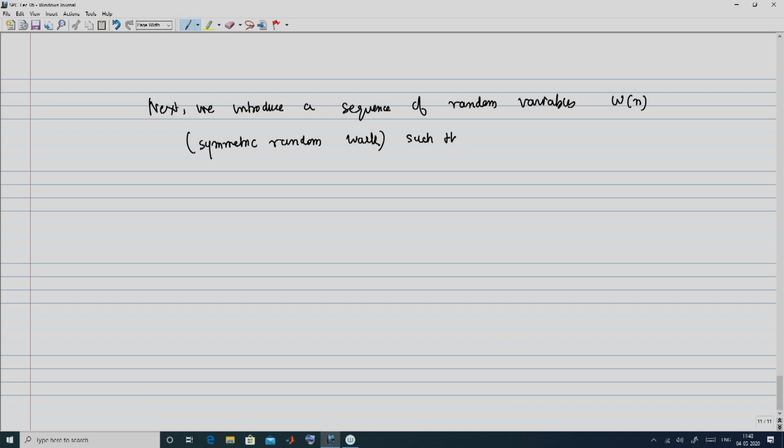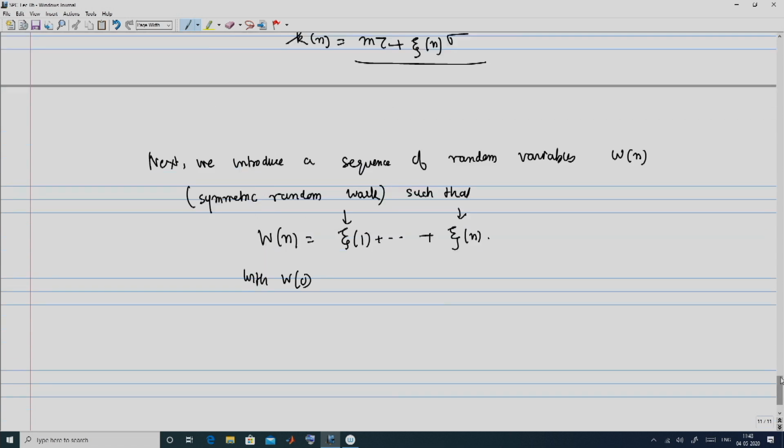Next, we introduce a sequence of random variables, say w of n. This is what is known as a symmetric random walk, such that, how do I define this? It is going to be nothing but the sum of xi 1 plus all the way to xi n with W0. So, this is actually xi, I have been calling it zeta. So, please note that this is xi.